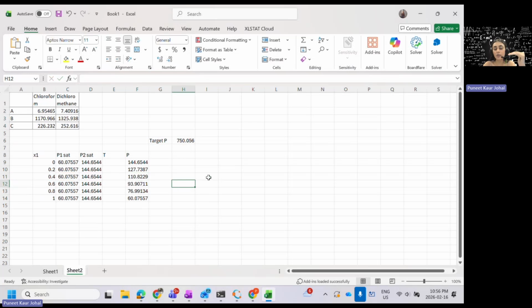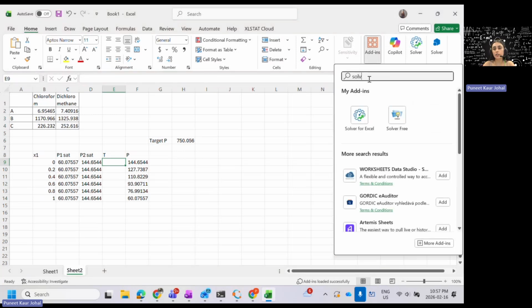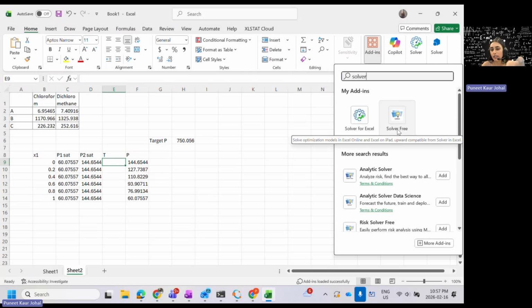Now here is where we're going to use Solver, because we want to select T in a way that makes our P value equal to this. So what we need is to go to Solver. Solver is not really available by default in Excel. What you need to do is go to add-ins and search for Solver, and you want to select this Solver free.